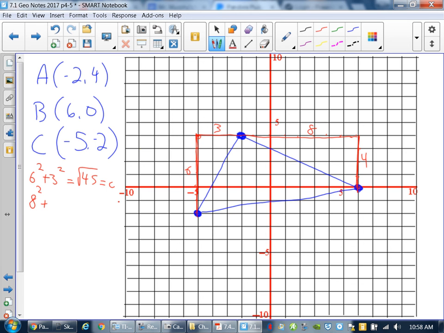8 squared and a 4 squared. So what is it? 64 and 16 is 80? Leave it as square root of 80. Again, your calculator will spit something out for that. You don't need to write it out. What is that? 4 root 5? So we have a root 45, a root 80, and now we go again.